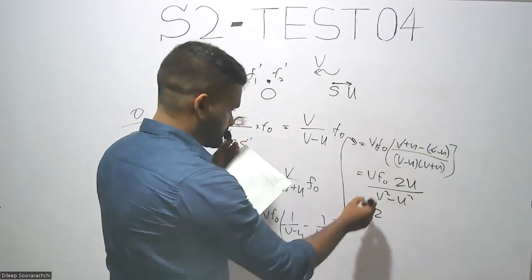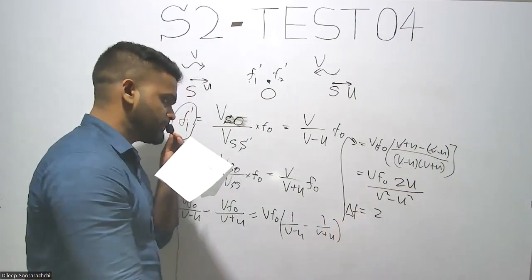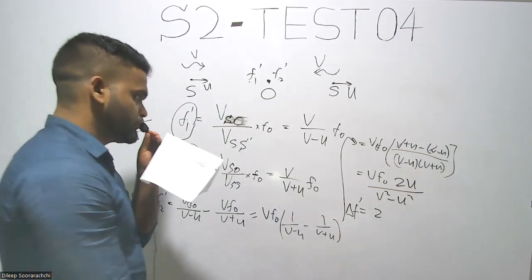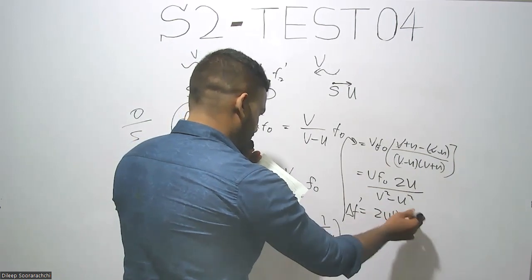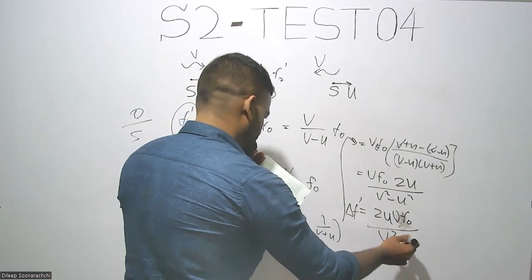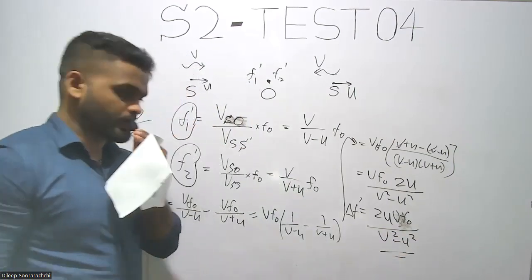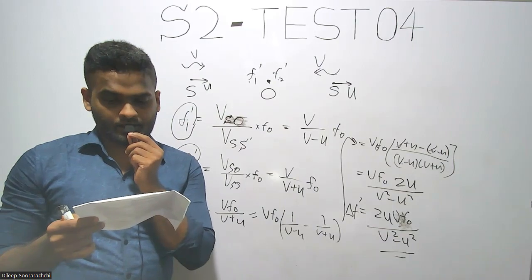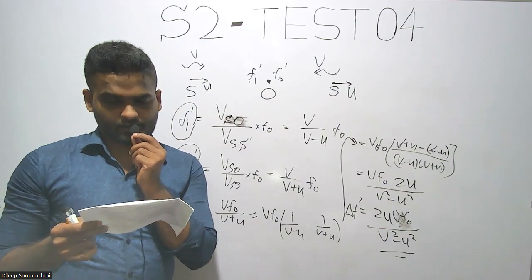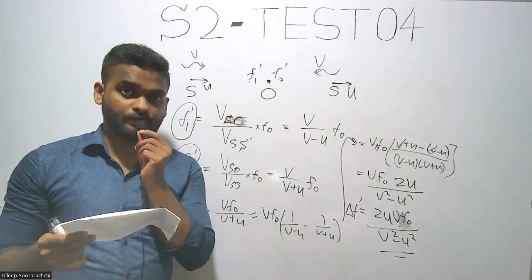So you can arrange this change of apparent frequency as 2 u v f naught divided by v squared minus u squared. So that is the difference of apparent frequency. So the matching answer to that one should be the second one for the 15th question.